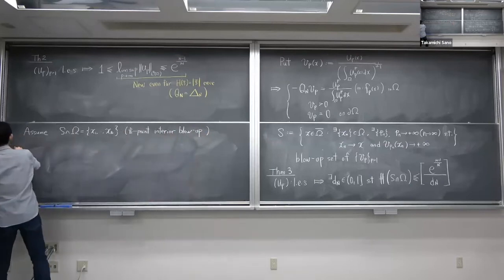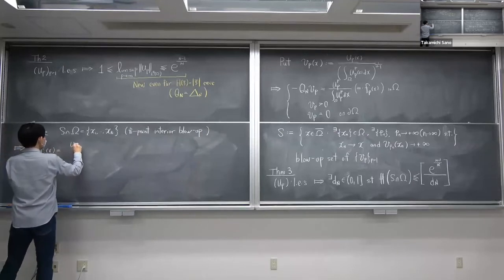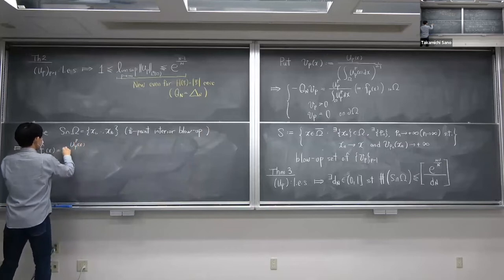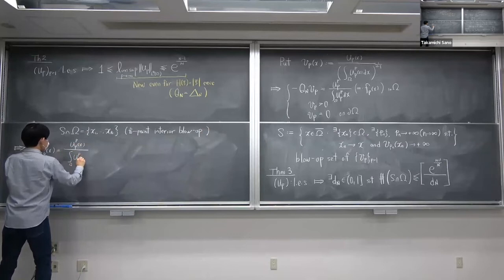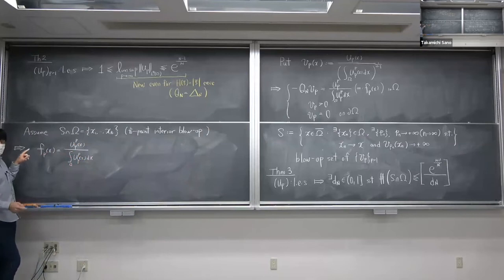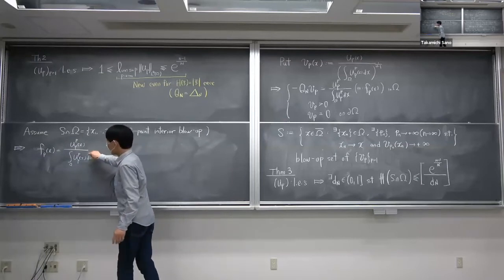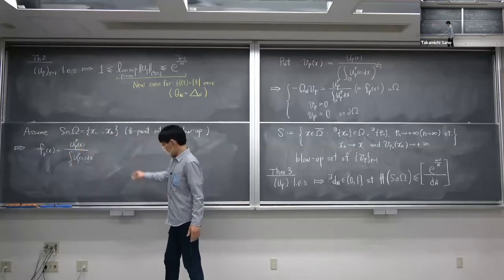Then we have f_p. We recall that f_p(x) is u_p to the power p(x) divided by the integral over omega of u_p to the power p(x) dx. So if we integrate this function f_p(x) with respect to x on omega, then the L1 norm of f_p is equal to 1. Therefore, this is a probability measure, a unit measure.